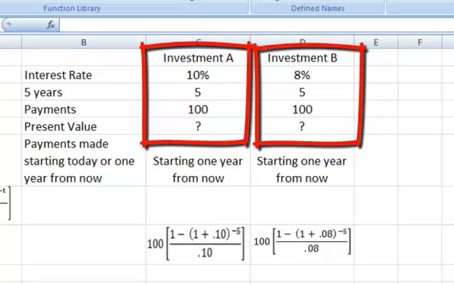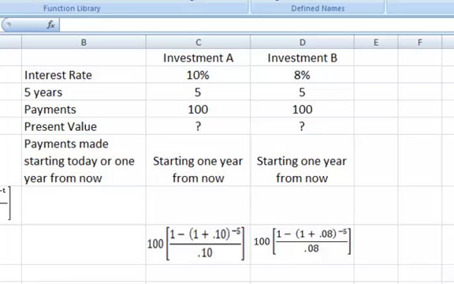Investment A is asking the question, what is the present value of, or what would you pay for the ability to receive $100 payments over the next 5 years, starting 1 year from now, if the discount rate was 10%. Investment B is stating the same thing. However, the discount rate is only 8% instead of 10%.